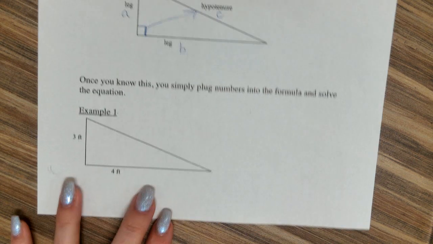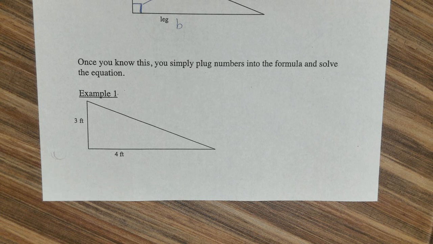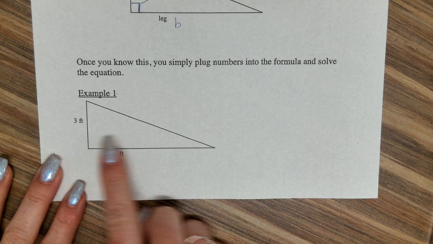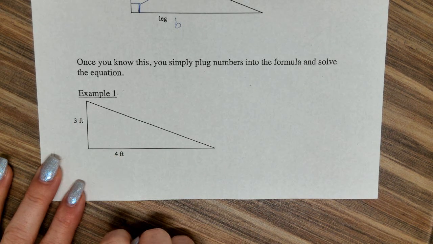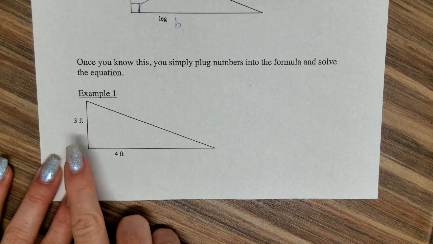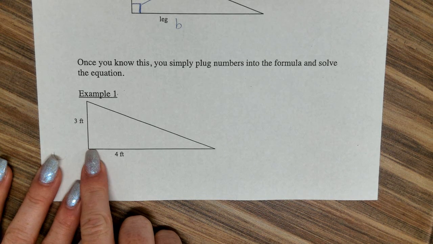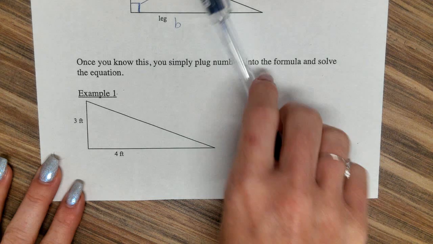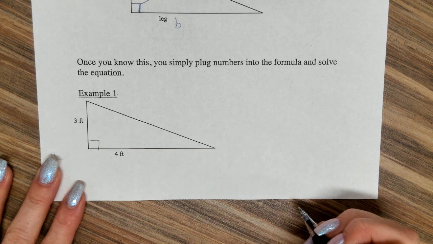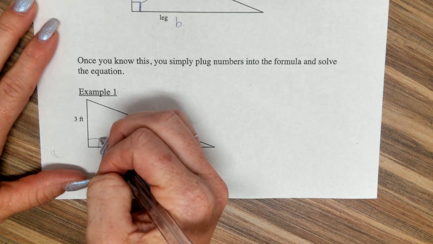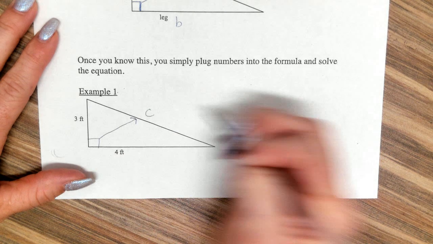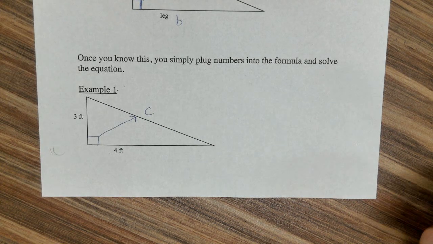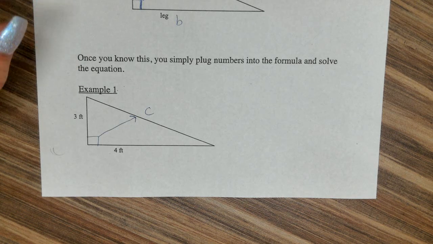So let's look at example 1. Find the right angle with your finger. Which angle is the right angle? Right here. How do you know it's a right angle? Because it makes a square. So this is the right angle. That means the side across from the right angle has to be side c, and then the other two are a and b. And again, it does not matter which one you do, a or b.